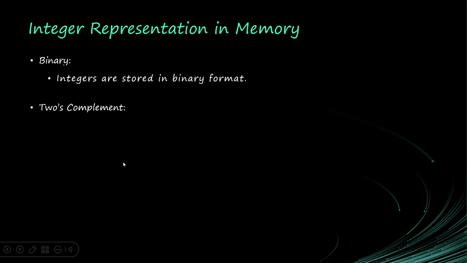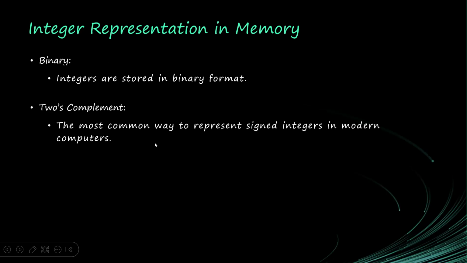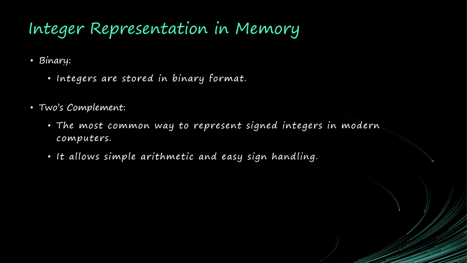Okay, so there's another type of integer representation we call the 2's complement. We'll talk more about this 2's complement in the next session. This is the most common way to represent signed integers in modern computers. It allows for simple arithmetic and easy sign handling. Don't worry, in the next session we'll talk about the 4 representations of integers in computers.